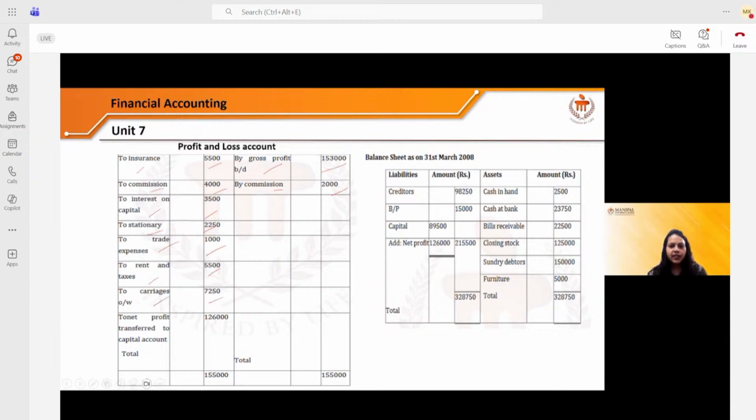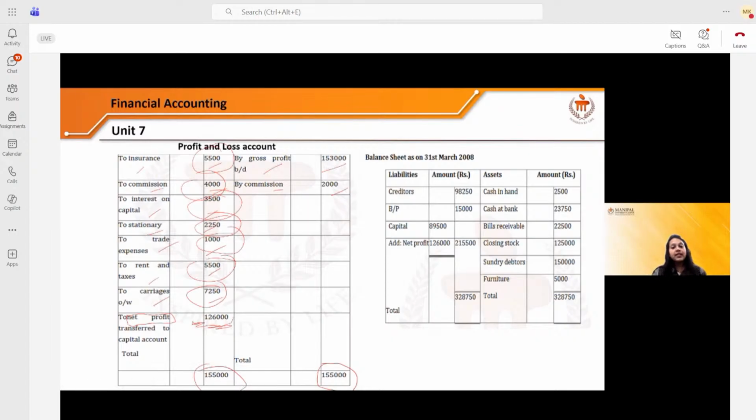That's it. Now see which total is more. Credit side total is more, so there will be net profit. Net profit is 1,27,000. You will have to deduct from 1,55,000: 5,500, 4,000, 3,500, 2,250, 1,000, 5,500, 7,250. Now you will get this amount. This amount is called net profit, and your totals become equal. I hope you have been clear.